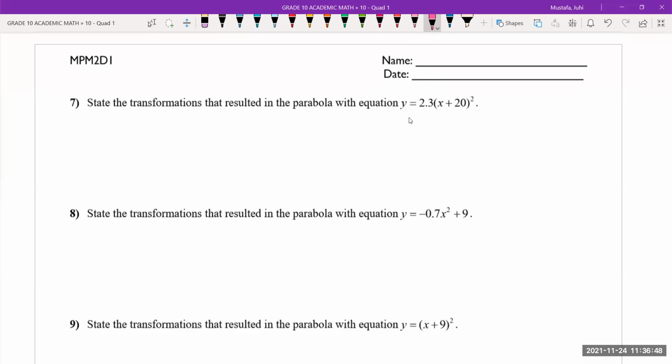2.3 is kind of weird because we always said a stretch will be a whole number, but it doesn't have to be. It can be any number greater than 1. It's just that for us to graph it easily, we always make it whole numbers. But in this case, the 2.3 means it is a vertical stretch by a factor of 2.3. I knew it was a stretch because it's a number greater than 1. If it was a fraction, it would be a compression.